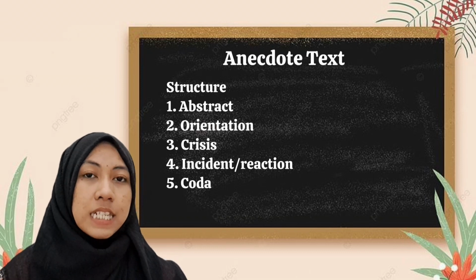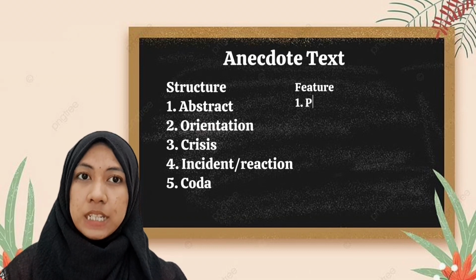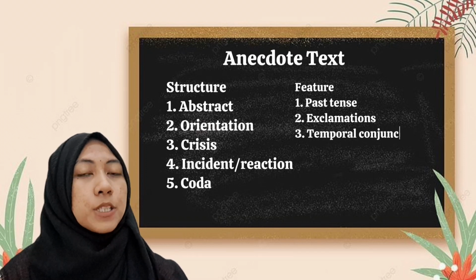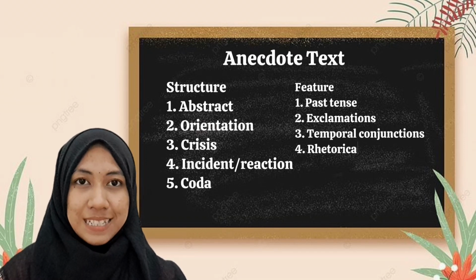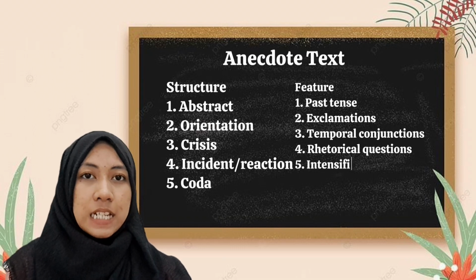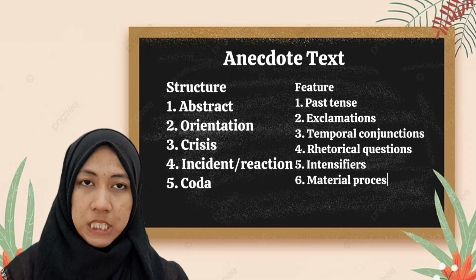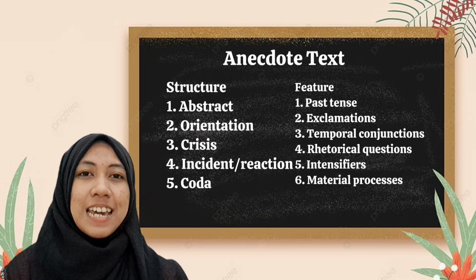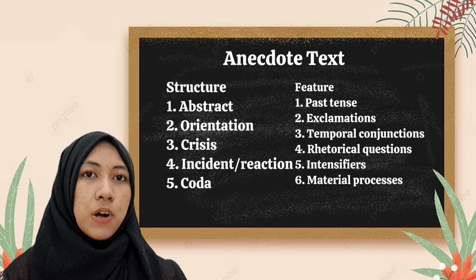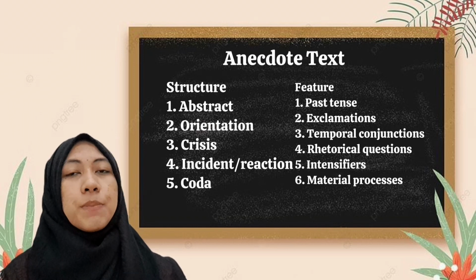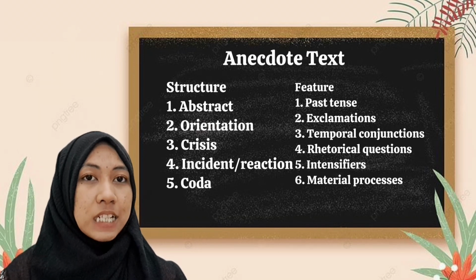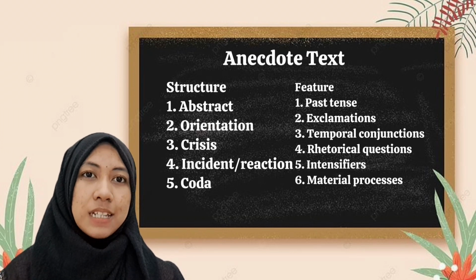Okay, so the next is the language features in an anecdote text. The first is use of past tense, either past simple, past continuous, or past perfect tense. And the next contains exclamations or interjections such as "That's great" or "How big?" And using temporal conjunctions or sequencers such as before, after, when, while, until, during, at the time, and so on.